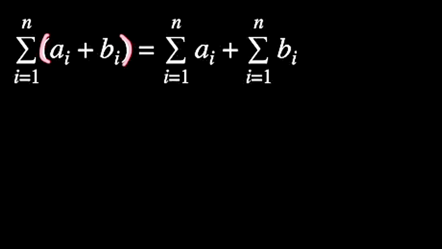This next one says a sub i plus b sub i, and it's telling us that we can break this sigma notation up into two sigma terms. So imagine plugging in all of these different i values.